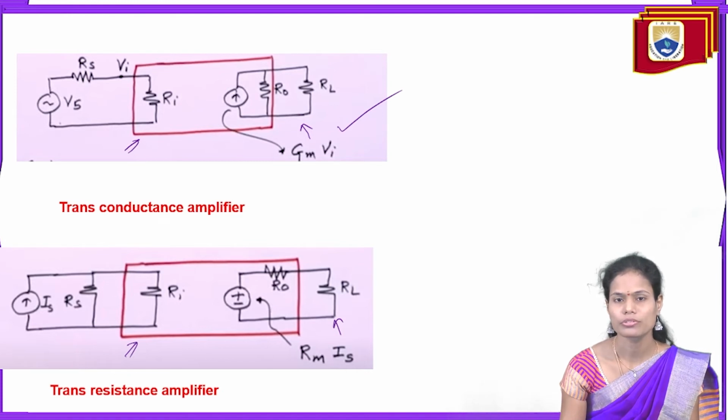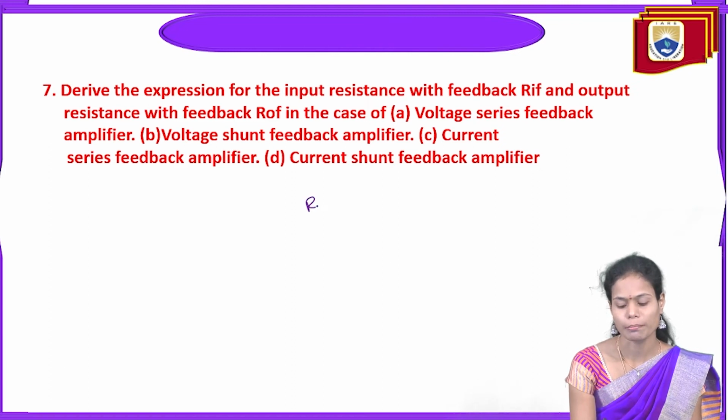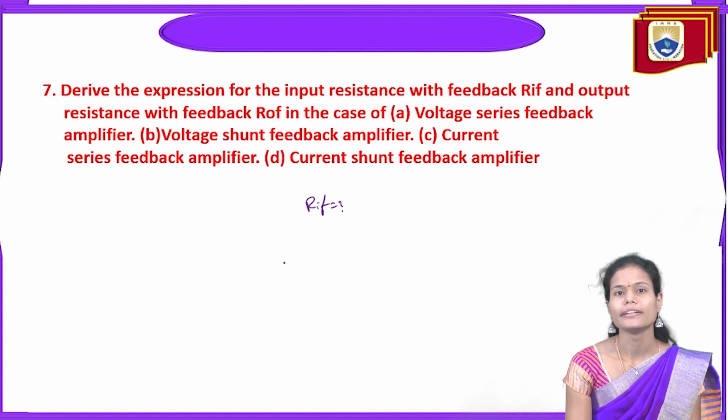So these are the equivalent circuits of the types of all the amplifiers. We have to explain each and every amplifier clearly, and what is the effect of input and output impedances we need to explain clearly here. And next, derive the expression for the input resistance with feedback and output resistance with feedback.